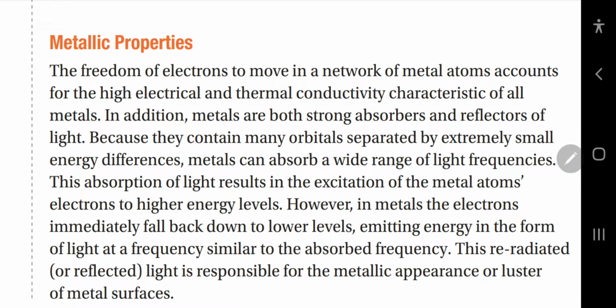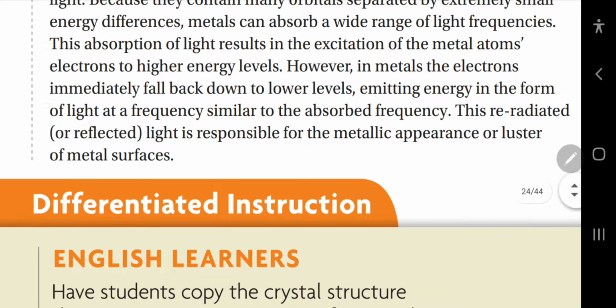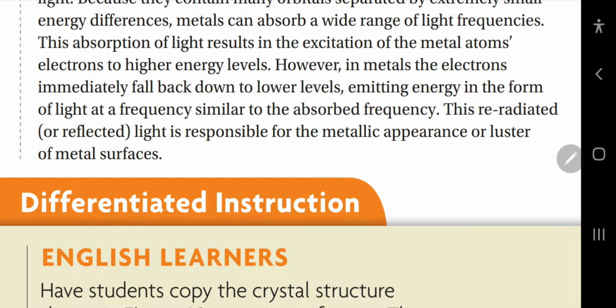This is what happens here in the metallic crystal. Once electrons absorb the energy, they will move up to the excited state, to a higher energy level. And directly they will fall down again to their original orbital, so they will release the energy in the form of light. This is why they reflect light. And this is actually the main factor that is responsible for the metallic luster or metal surface.